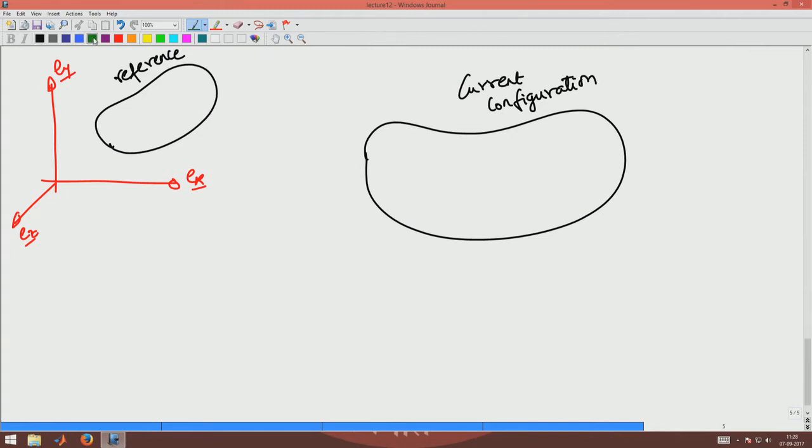I take two line elements, 1 and 2. Let us say this is B and let us say this is A vector, at this point. Now, this point will map on to some point here in the current configuration. That A vector will get mapped on to some small a vector here, and the B vector will get mapped on to some small b vector here.